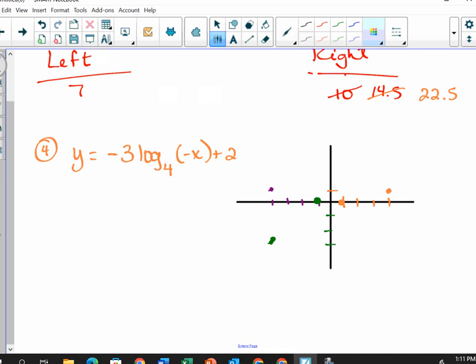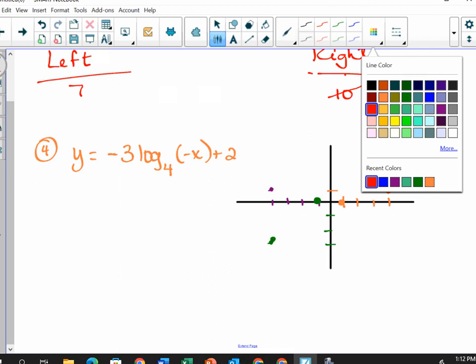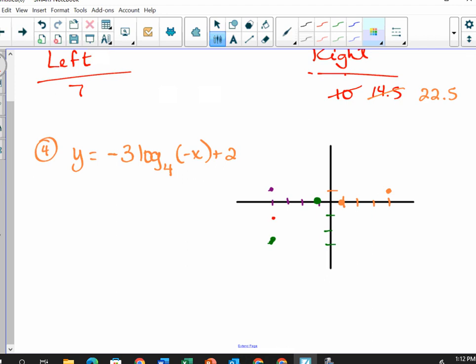Then what's the final step? Up 2. All of that, and your vertical asymptote can go anywhere, okay? And there's your graph. All right, guys, if you're getting these like this one, that's as tough as it's going to be, okay? Let's see, we can do a couple more.